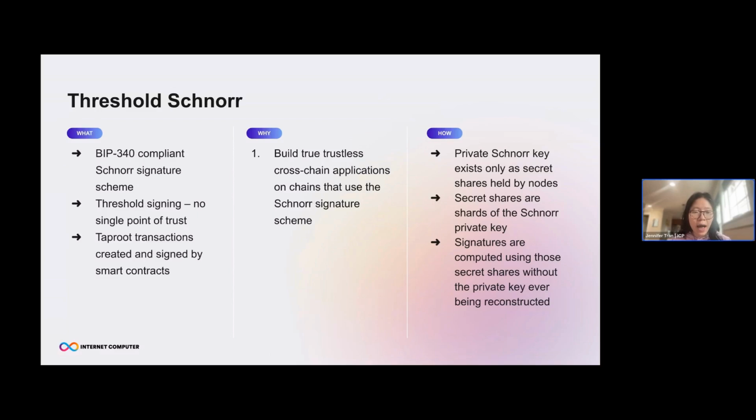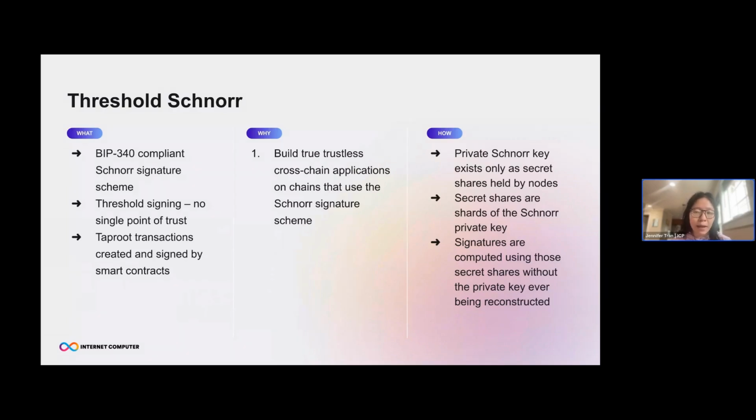And also we have incorporated threshold Schnorr as well. Threshold Schnorr is the signature scheme used, for example, for Taproot addresses on Bitcoin, and also by Polkadot, Solana, and Cardano, which also uses ED25519, which is part of Schnorr, for addresses and signing. So with threshold Schnorr, this really allows you to build cross-chain applications for chains that use the Schnorr signature scheme.